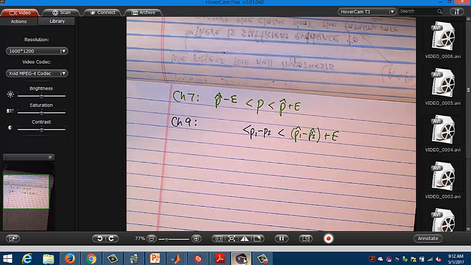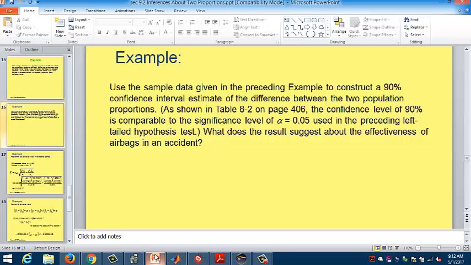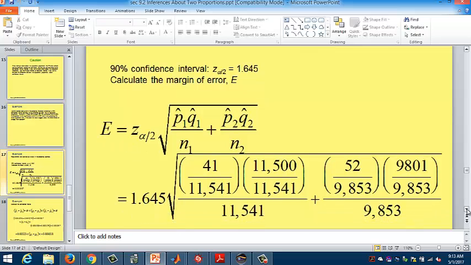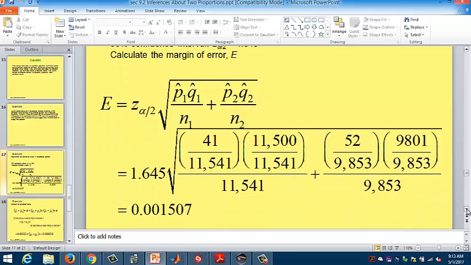So we're going to go through this quickly because it's time to get out of here. You guys are tired. Check out that margin of error formula, E. Woo-wee! They worked out E for me.